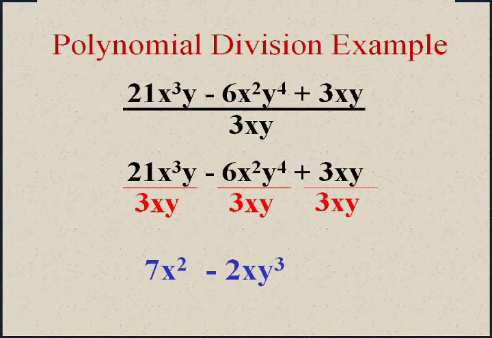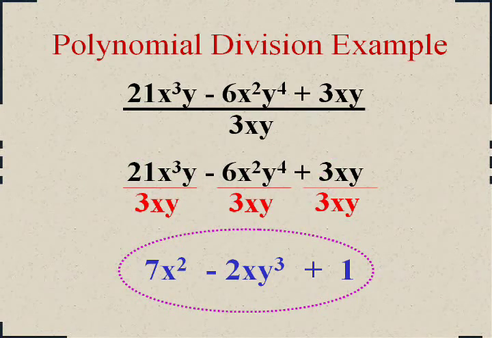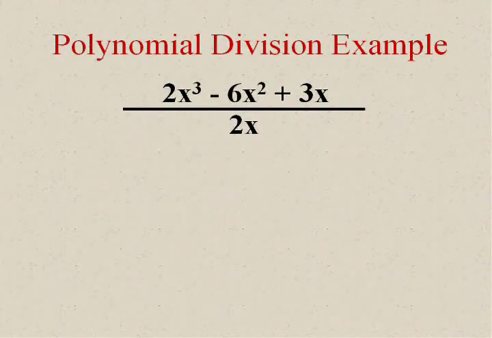And then finally, when everything cancels, what happens when everything cancels? Well, think of it this way. Anything over itself, what does it equal? 1. Don't forget that 1. Here is today's final Jeopardy answer.